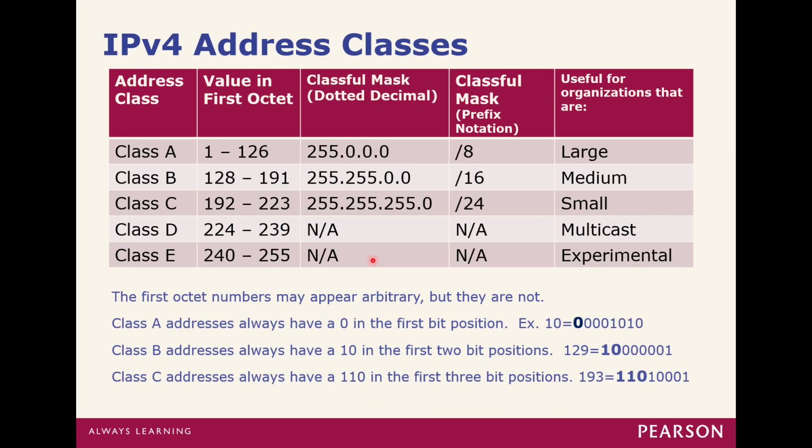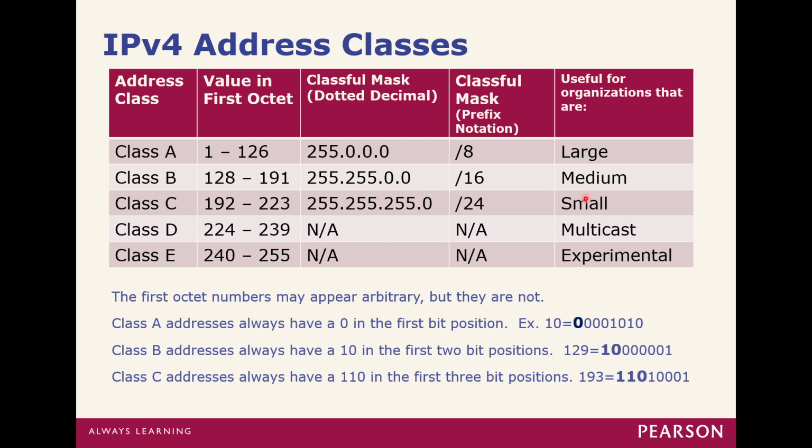This table is very important. Here you have class A, B, C, D, and E. Class A is basically from 1 to 128, B is 128 to 191, and C is 192 to 223. Class A is for a very large organization. Maybe you can have a certain city using an internet or a network, and you can have a class A network there. Class B is medium, and class C is small.